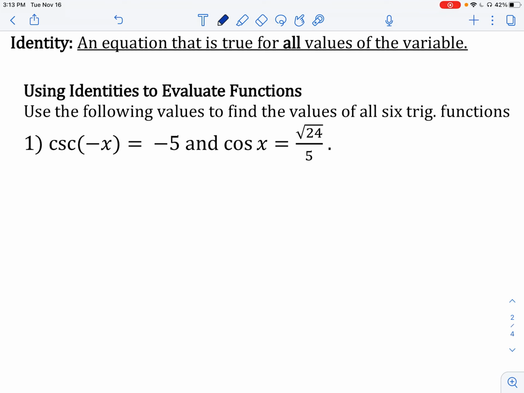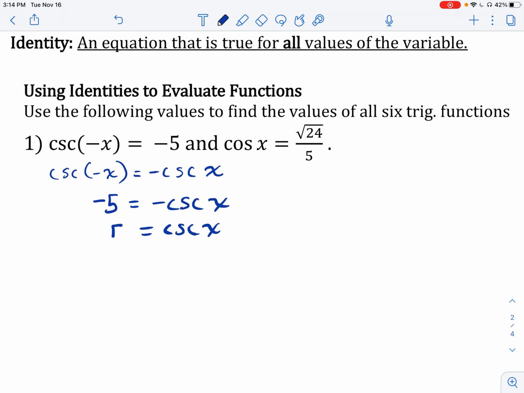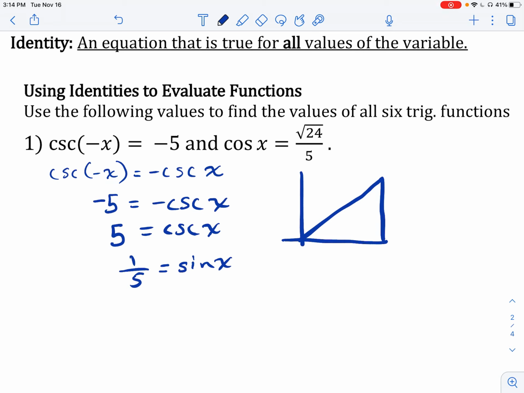Well, the fact that I have a negative argument here, we know that the cosecant of negative x is equal to negative cosecant of x. And again, we're told that cosecant of negative x is equal to negative 5. So if that is the case, then we know that the cosecant of x is equal to positive 5, which you could also write as the sine of x is equal to 1 over 5, because sine is the reciprocal of cosecant. So now that we know sine is positive and cosine is also positive, this tells us we have to be in quadrant 1.